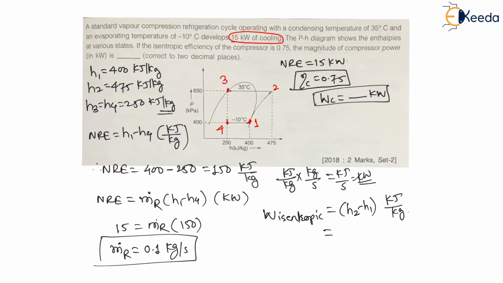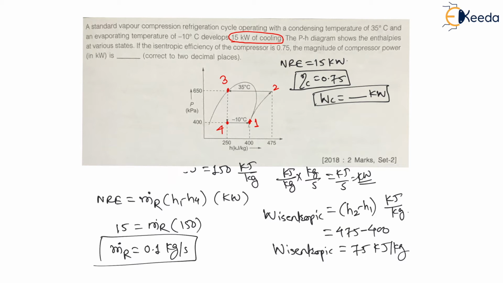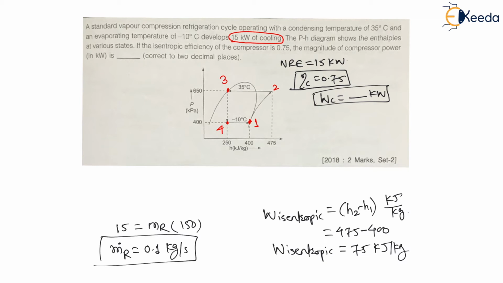Let us find, H2 is 475 minus H1 is 400. Therefore, the isentropic work of compressor is equal to 75 kilojoule per kg. But my dear students, this is the isentropic work and they have given the isentropic efficiency. Means there are some losses, right? As the efficiency is given, that means there are some losses in the compressor, and compressor is a work consuming device. We know that if there are losses in a work consuming device, the device will consume more work, right? Definitely it will consume more work.